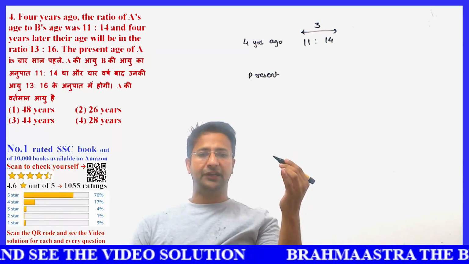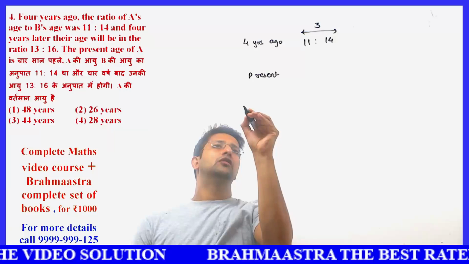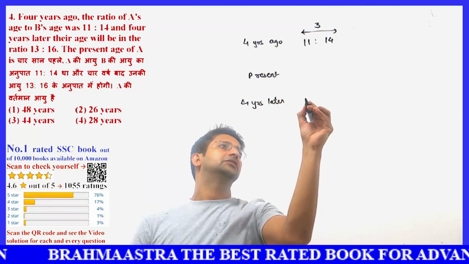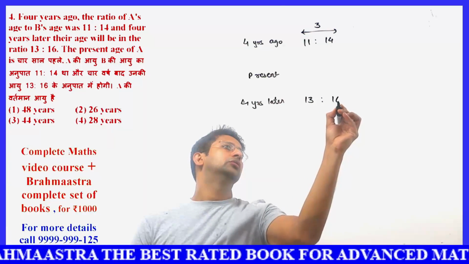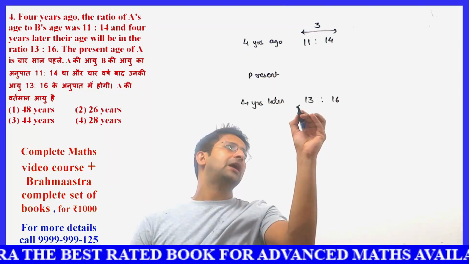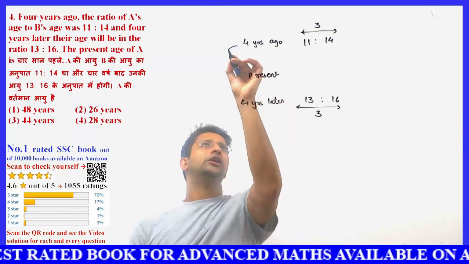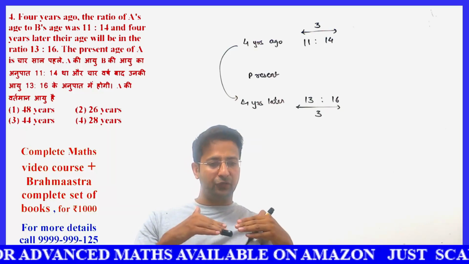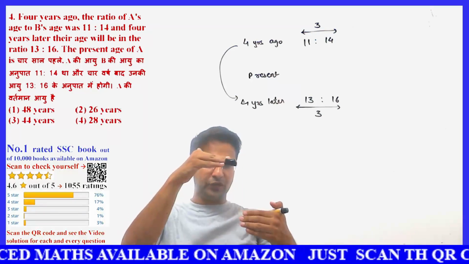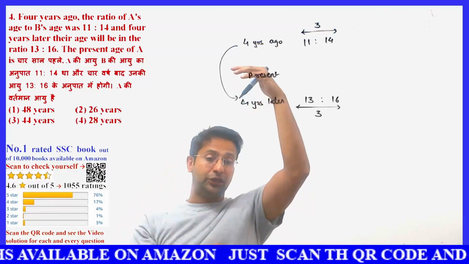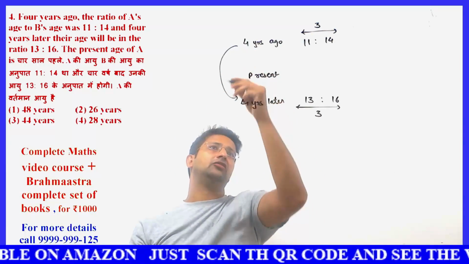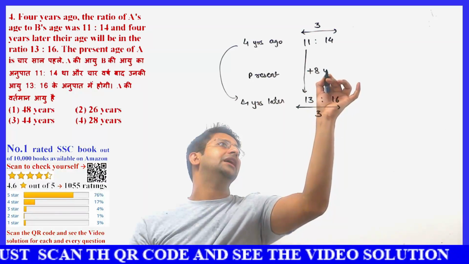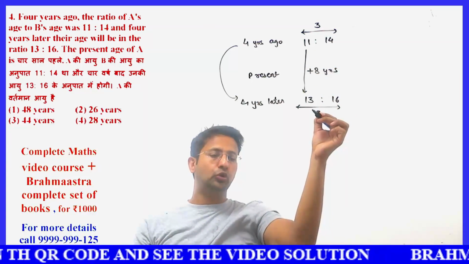And 4 years later their age will be in the ratio 13:16. 4 years later this ratio will be 13:16. Here also the gap is 3. So 4 years ago and 4 years later, right now it is 2021. 4 years ago was 2017. 4 years later will be 2025. So this is a gap of 8 years, obviously. So I can say this 8 years corresponds to 2 parts.